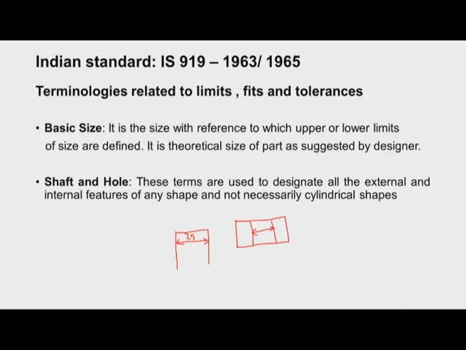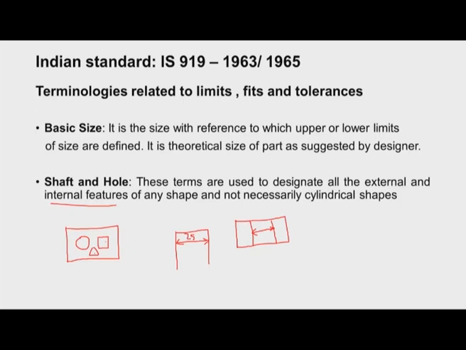And then we have the terms shaft and hole. These terms are used to designate all the external and internal features of any shape and not necessarily cylindrical shapes. For example, hole means the internal features. For example, we have a hole here. So, this feature is called a hole. It need not be a cylindrical shape. If you have a square hole or a rectangular hole or a triangular hole, that is also called a hole irrespective of the shape. It basically represents the internal features.